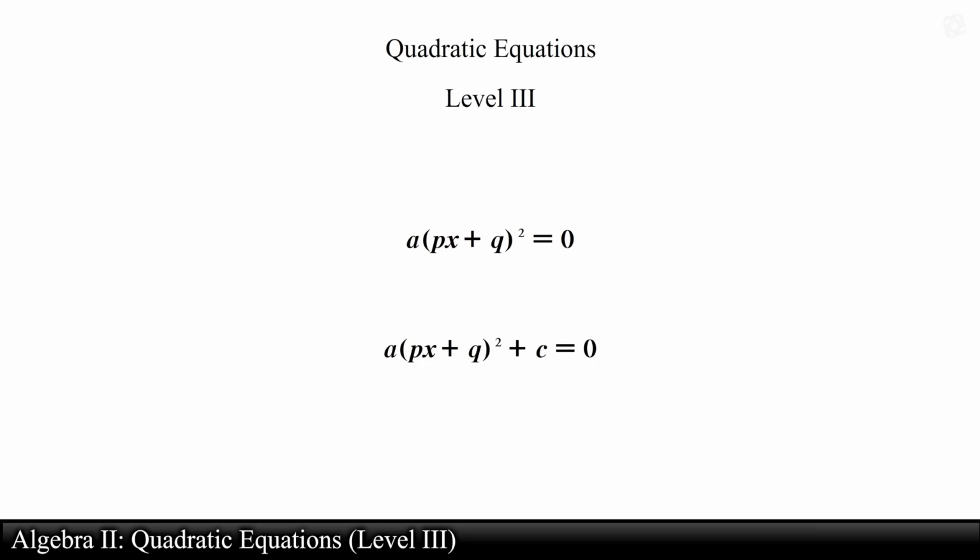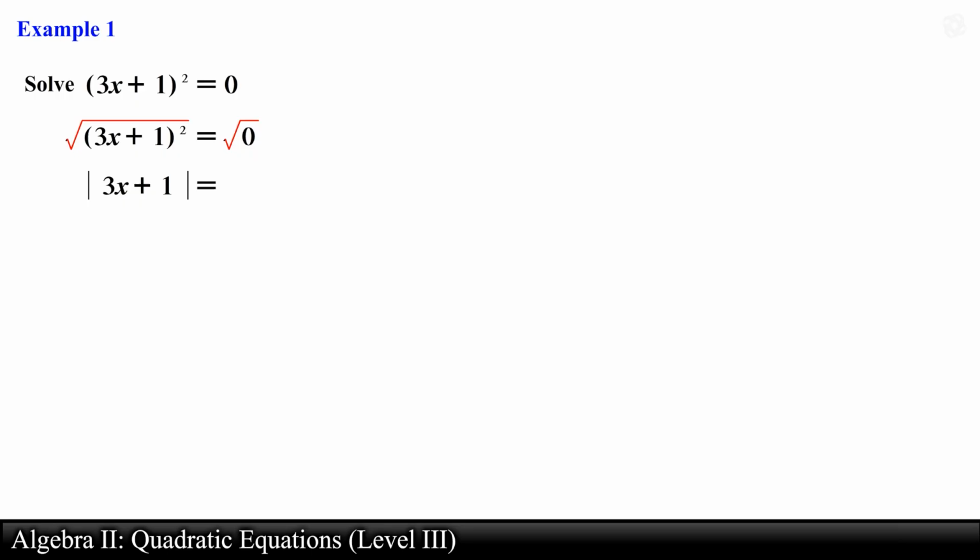These types of quadratic equations are solved similarly to the equations that we solved in the previous video. We can solve them by taking the square root of both sides of the equation. Alright, let's start with the first example. Solve the equation the quantity 3x plus 1 squared equals 0. Notice that this quadratic equation contains a binomial squared. So we can easily solve this equation by taking the square root of both sides. So we do just that and obtain the following. So here, remember that the square root of 3x plus 1 squared reduces to the absolute value of 3x plus 1, because this is the definition of the absolute value.